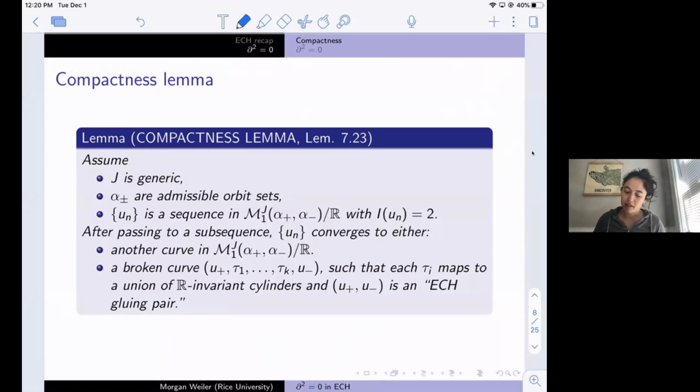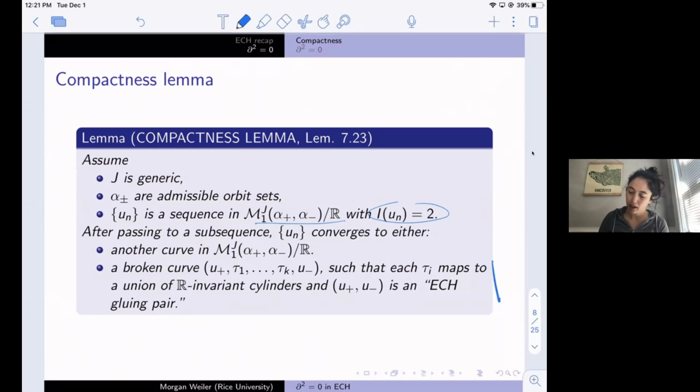Okay, so I'm in the setting that I would need to be in to think about d squared equals 0. So I have a generic J, admissible orbit sets, and a sequence of index 2 curves in this moduli space that I use to compute the differential in ECH. And I want the space to be compact, so I want, after passing to a subsequence, this sequence to converge to either another curve in my moduli space, which is fine, it just means that this sequence was limiting to some interior point in my moduli space, or to a broken curve.